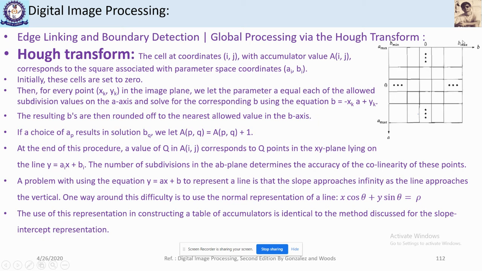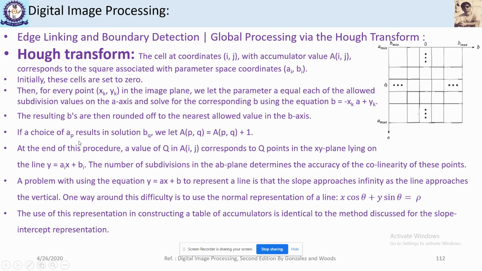Now b cannot have any value because it is divided into fixed intervals, fixed values. So whatever value we get here, we will round it off to the nearest value of allowed b, right? So that we will take in b.